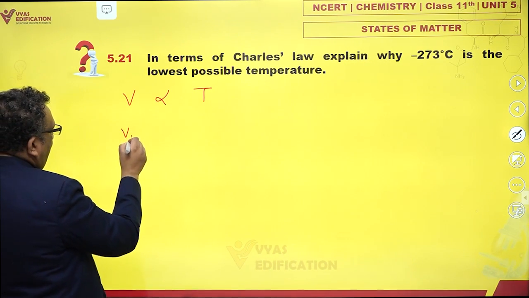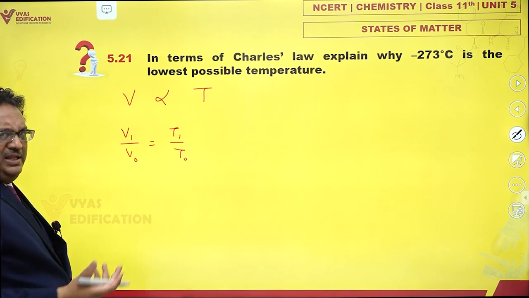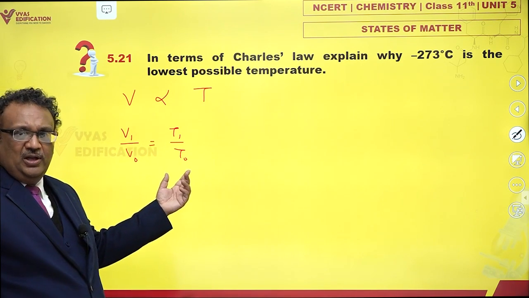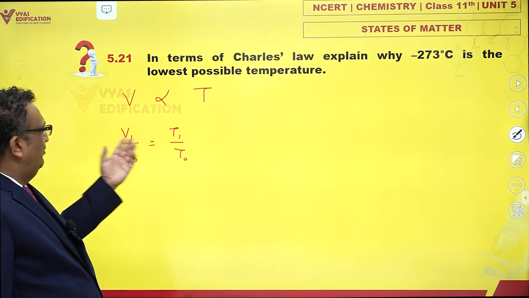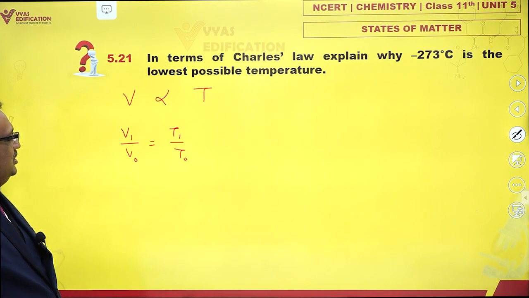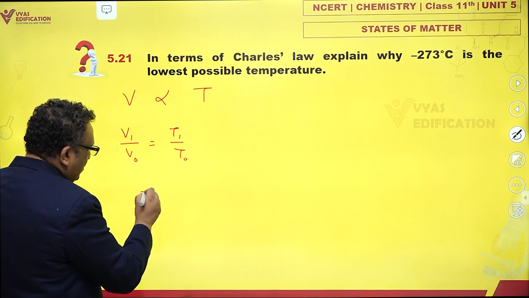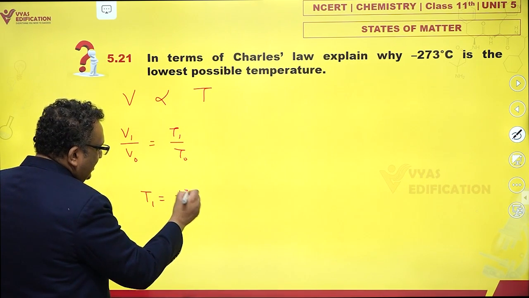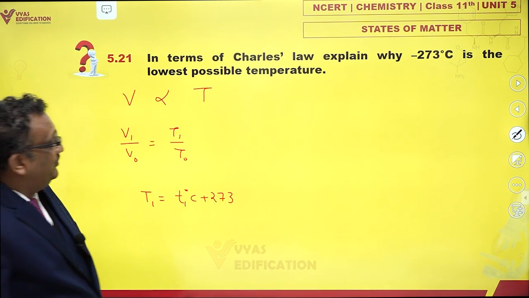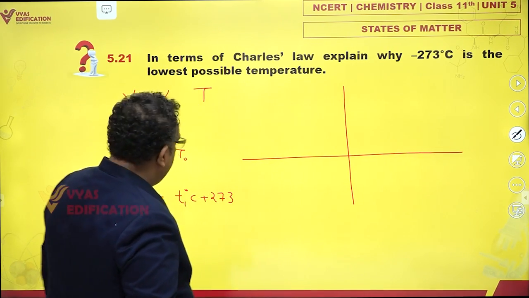So V1 by V0 is T1 by T0, something like this. Now, what is V1, V0? V0 and T0 are some initial temperature and volume. V1, T1 are final volume and final temperature, or at any other condition as such. Can we plot this graphically? Yes, we can. And instead of absolute temperature T1, this is T1 degrees Celsius plus 273, you could also take like this. Very interesting. If you plot this graphically, you get very interesting points like this.